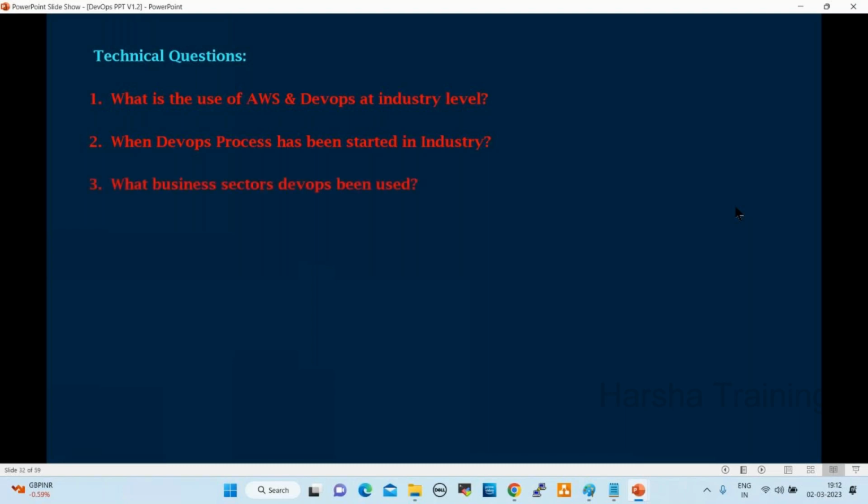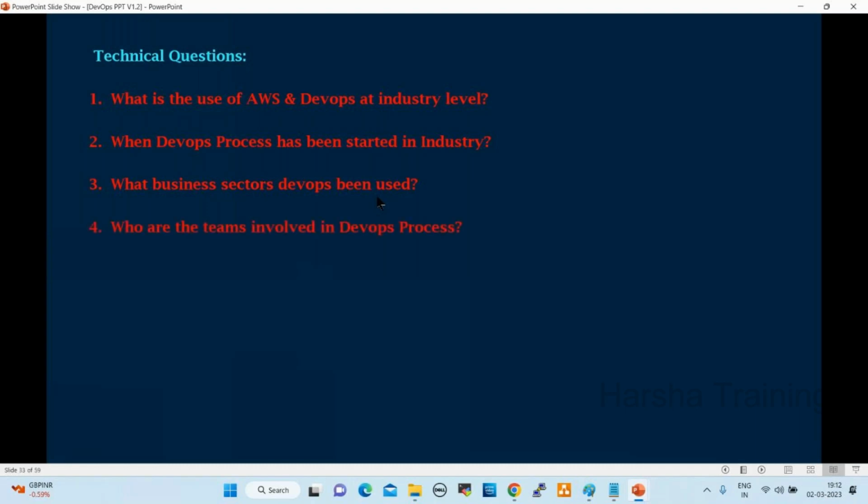Next question: in which business sectors is DevOps used? Not only the IT industry, but also the chemical industry, medical industry, automobile industry, pharma industry. Everywhere automation is the number one choice. One of my friends is working with Dr. Reddy's Labs, and they are using Kubernetes. One of my friends is working in the automobile industry, and they are using Jenkins. So most of the business sectors are using automation tools.